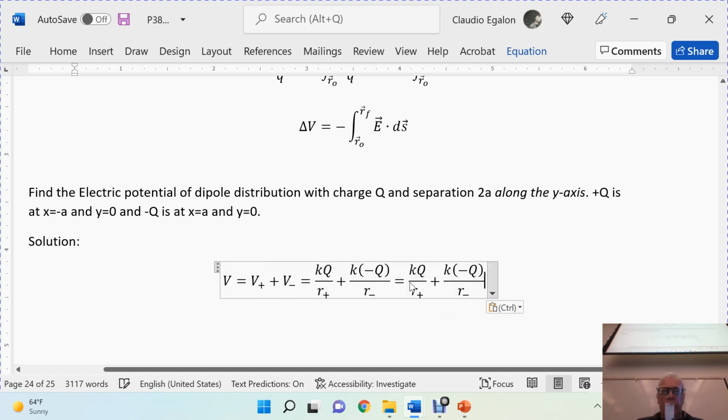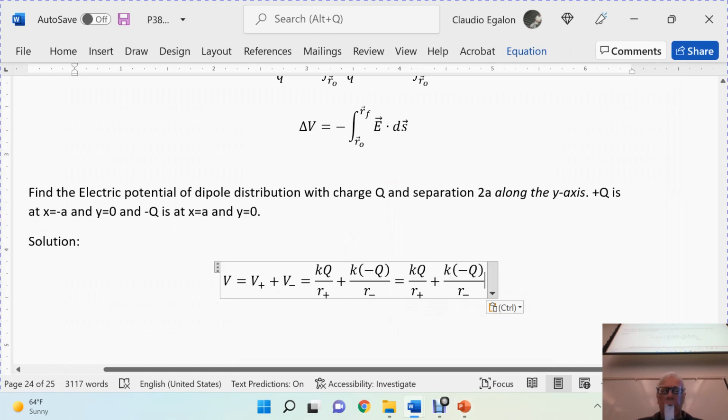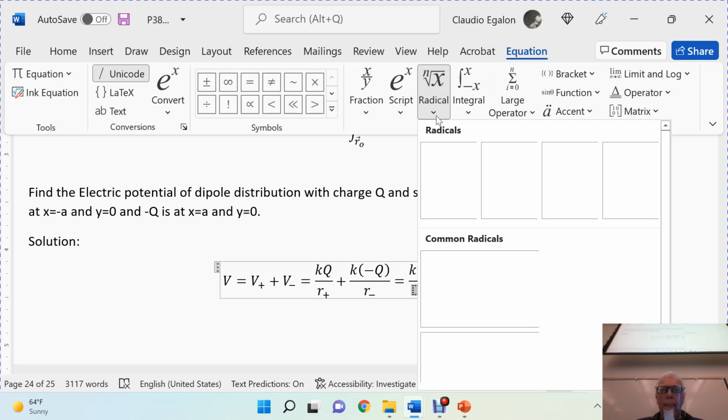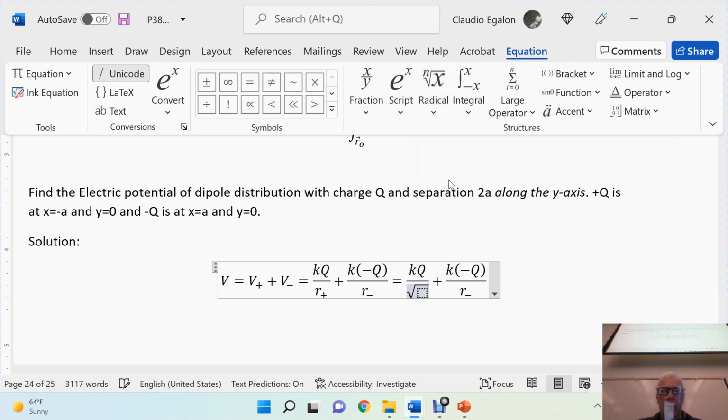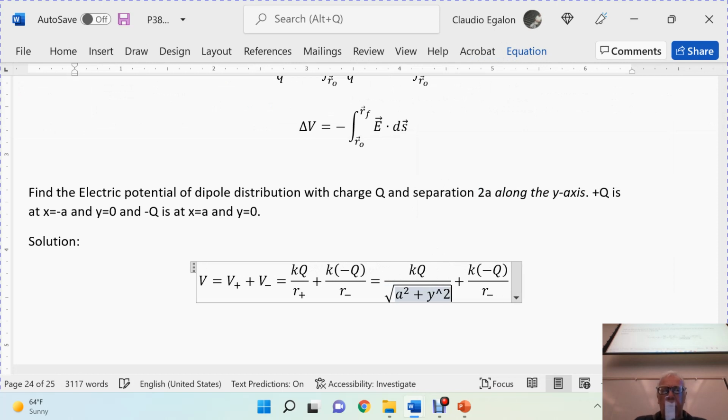Looking at the drawings, the distance to the point along the y-axis is going to be what? It is a square plus y square, square root. Okay, so we've got to do that. Here you go. That's going to be a square plus y square, square root.